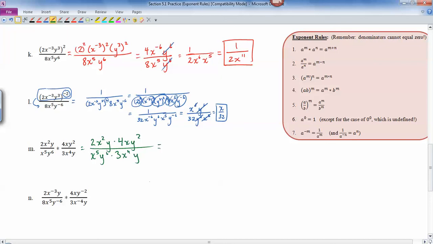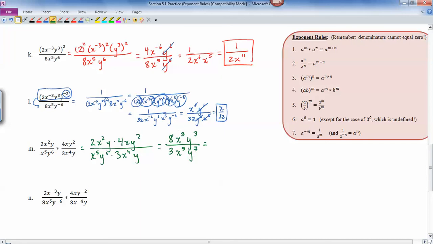Okay, well, let's simplify the top. I've got 3 x's multiplied together and 3 y's multiplied together. And then on the bottom, I've got a 3 floating around. I've got 9 x's all multiplied together. And I've got 7 y's all multiplied together. So now let's simplify. So the 8 over 3, nothing can be done about that.